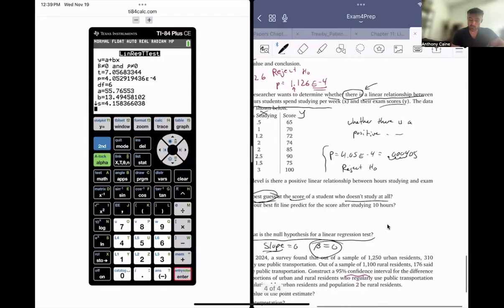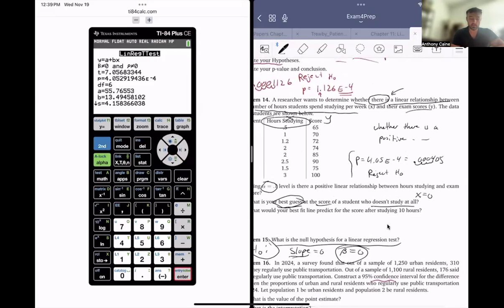If you don't study at all, that means X is equal to 0, because X is how many hours you spend studying. If I look at my calculator screen up at the top, it says Y equals A plus BX. Then I scroll down and A is 55.76, and maybe I should make that 55.77 and round to 2 decimal places. Plus B, which is 13.49, and then I should put an X. So that's my best fit line. If X is 0, if the student doesn't study at all, my best guess for their score is 55.77.